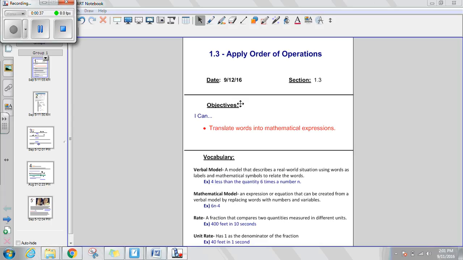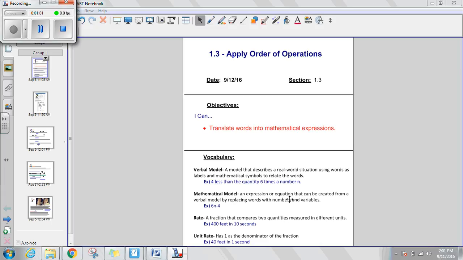Our first vocab word is a verbal model. A verbal model is a model that describes a real-world situation using words as labels and mathematical symbols to relate the words. So for example, if I were to say 4 less than the quantity 6 times the number n, that's a verbal phrase that's describing a real-world situation using words.